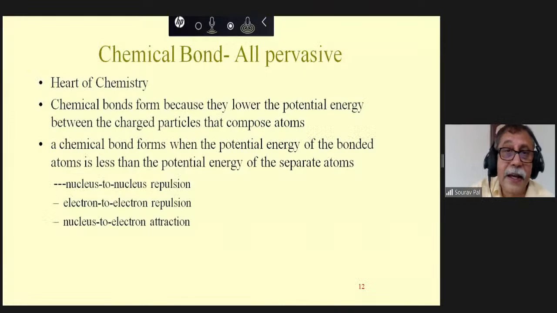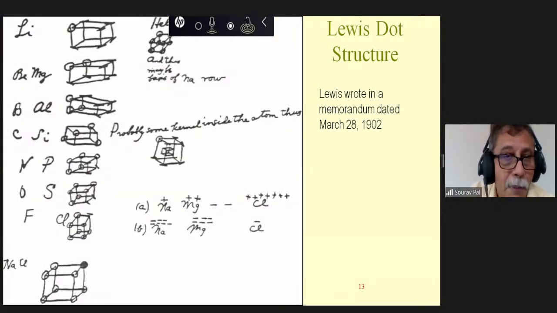Lewis's career here. But the point that I'm trying to say is that Lewis was a person who talked of chemical bond. In fact, this is from Lewis's own memorandum in 1902, where he was actually putting electrons on the corners of all these polyhedrons, and he showed that the cube structure, if it is fully occupied, meaning all the 8 corners are fully occupied, becomes the most stable structure. In fact, this is very, very historical, Lewis's own handwriting, as you can see in this particular thing.